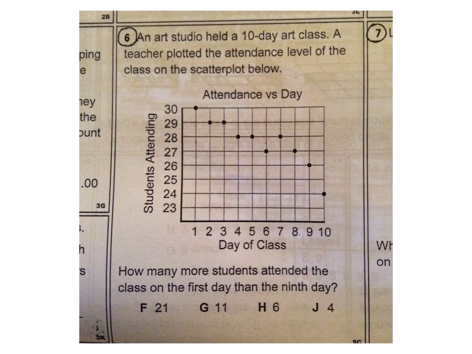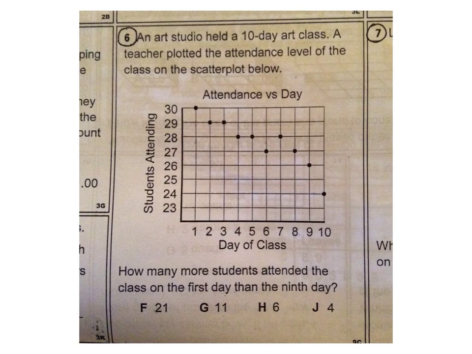Number 6. An art studio held a 10-day art class. A teacher plotted the attendance level of the class on the scatter plot below. How many more students attended the class on the 1st day than the 9th day?